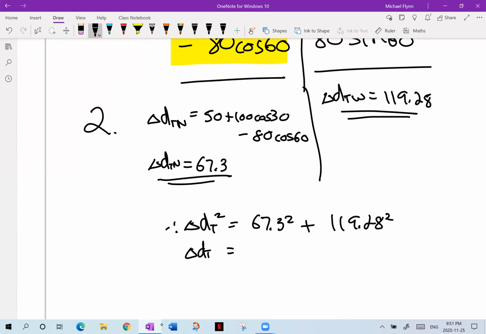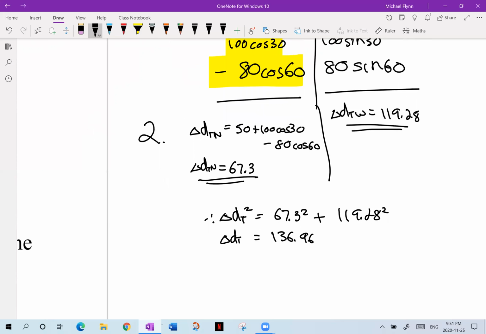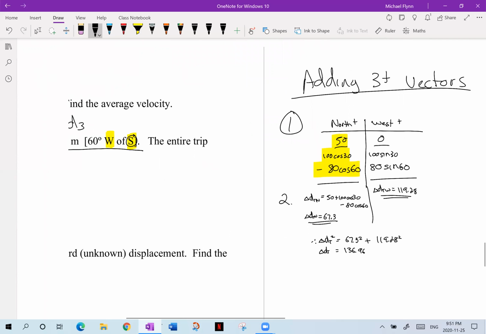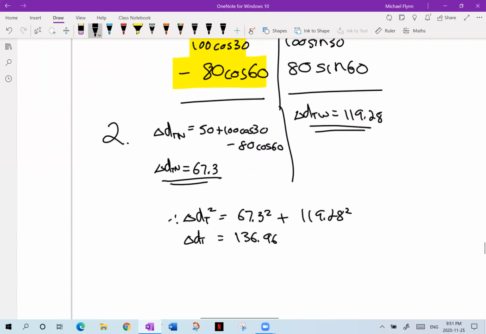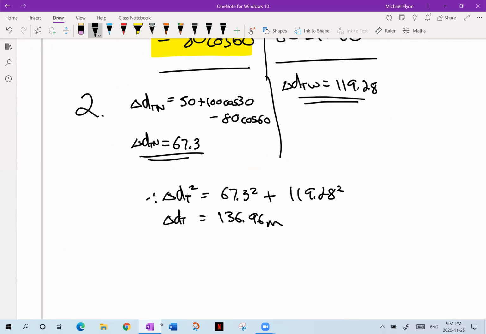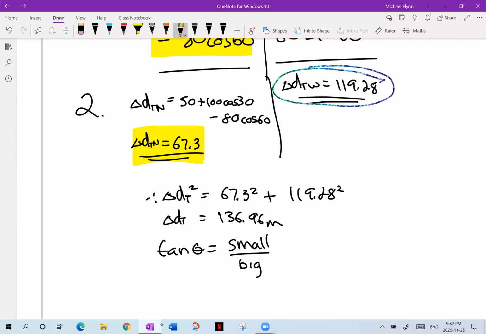I get 136.95. So I'm going to write 136.96. Is it kilometers? They're all meters. Okay, so that's going to be in meters. And to get the direction of the vector, I'm going to do tan of theta equals small over big. That one is small. My north component is small. My west component is big.